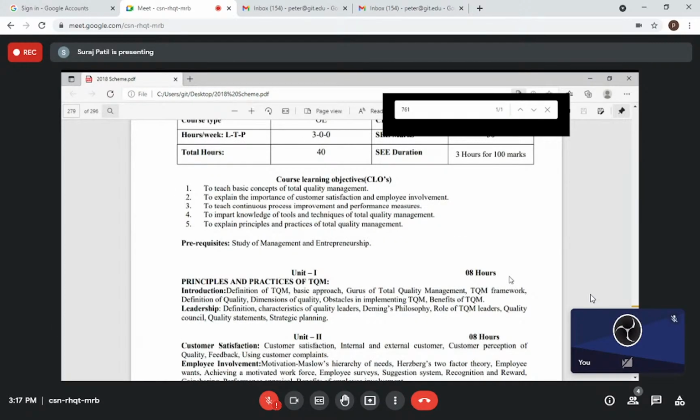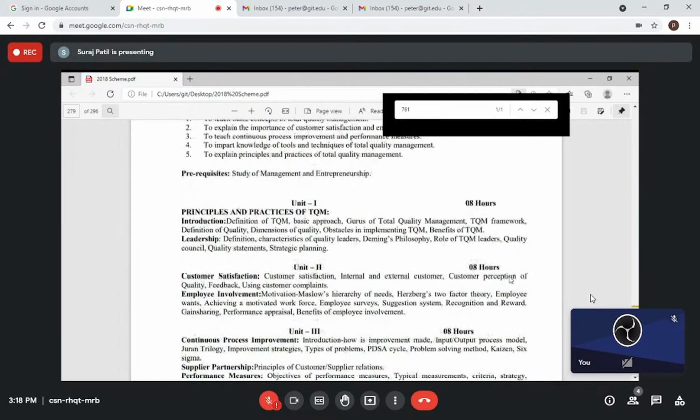Prerequisites: studies of management and entrepreneurship. It is not exactly required because here the principles of TQM are very easy to understand. So chapter 1, or unit 1, is principles and practices of TQM. In this, you will be learning the basic principles of total quality management. Here there are 7 gurus, and what those 7 gurus have defined as the principles of TQM is defined here.